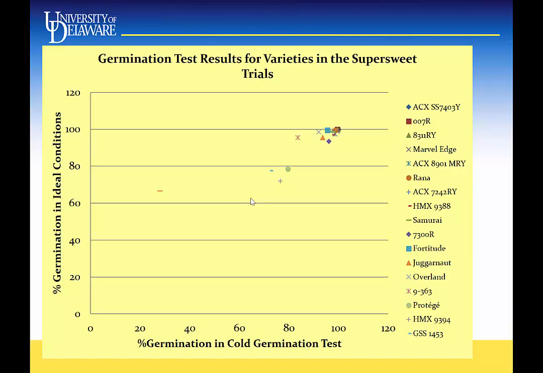But you can see that you have wide variation. This was seed that we had in one of our processing sweet corn trials. In the cold germ test, you can see we had some that were way below where we needed them to be. Get that issue every year.